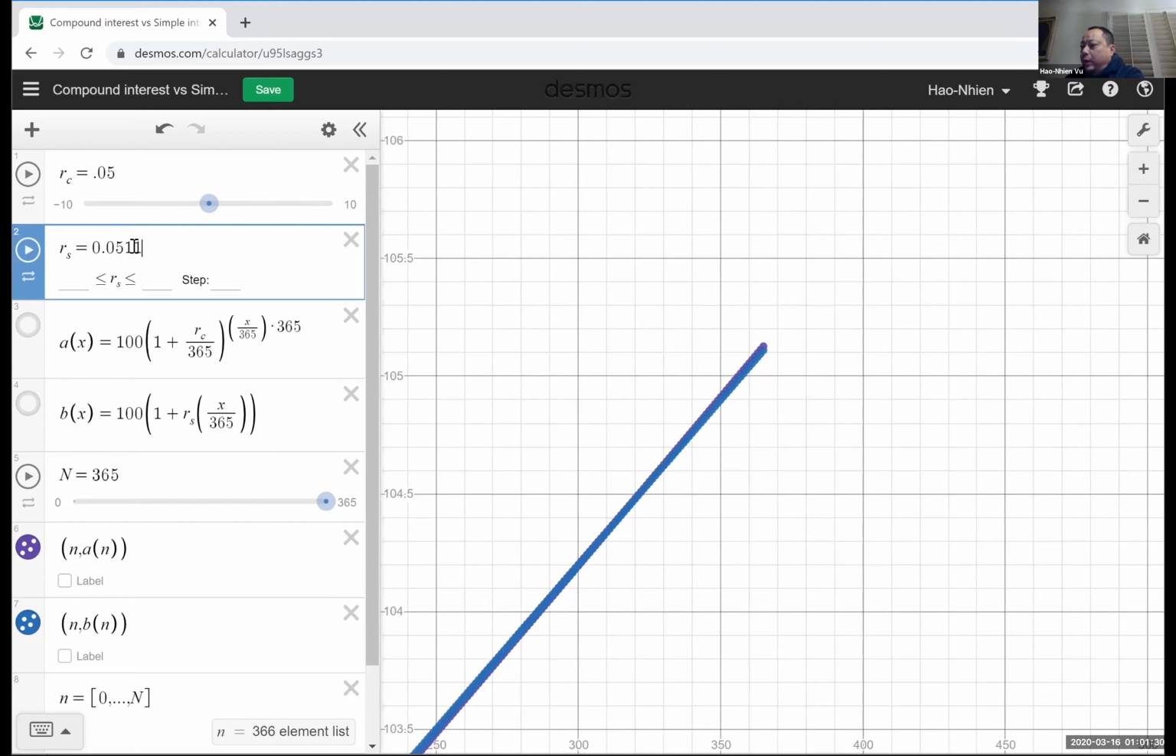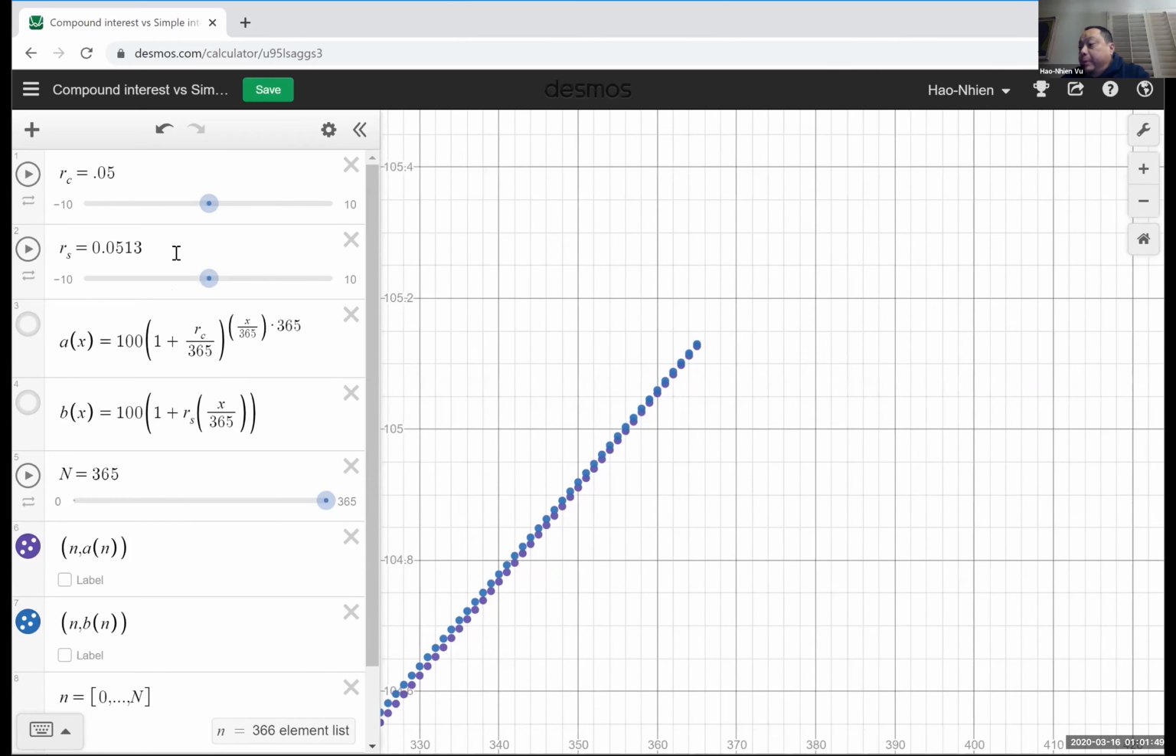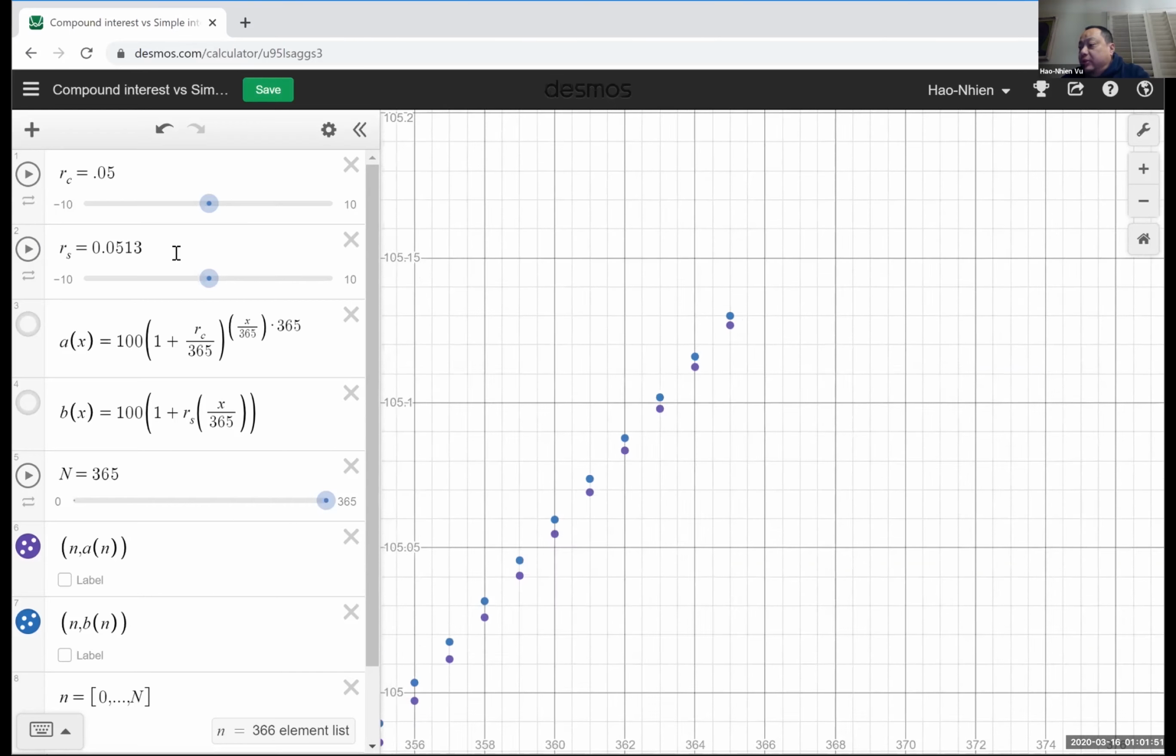So how about 5.11? Nope. 5.12. Almost 5.13. Yeah, 5.13 seems to be the answer. So 0.0513 seems to be the APY, 5.13%. Now, if I want to be picky about it, I'm going to zoom in some more.